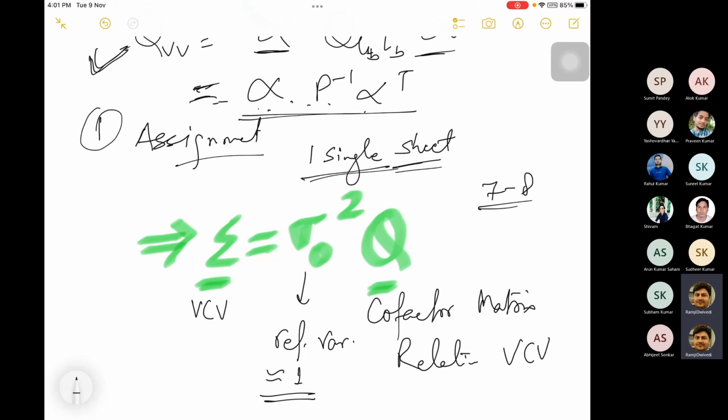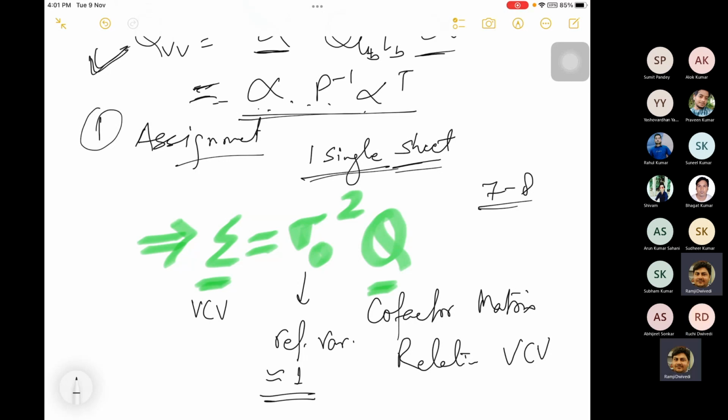Is it okay? Should we move to problems? If you have any questions, you can ask. Otherwise, we'll take one more example to make you understand how to use this approach.